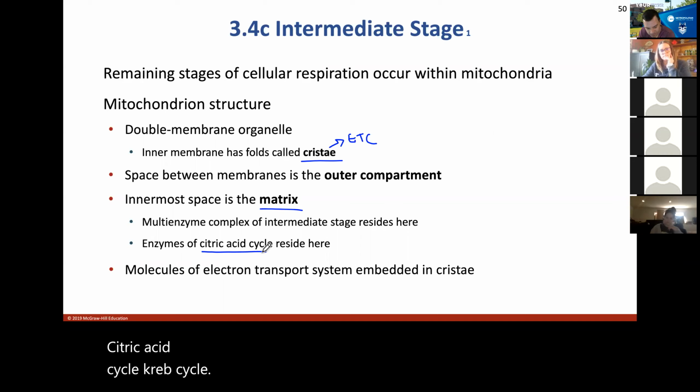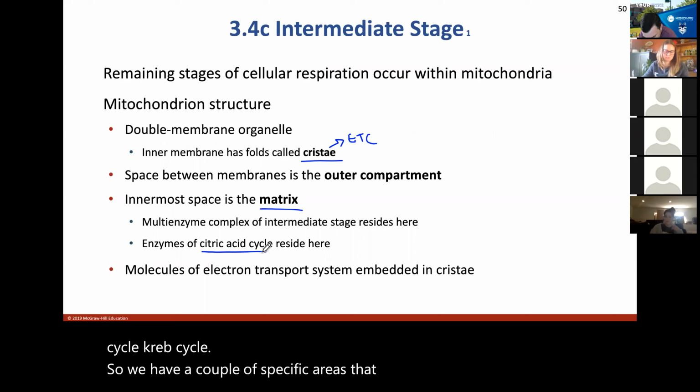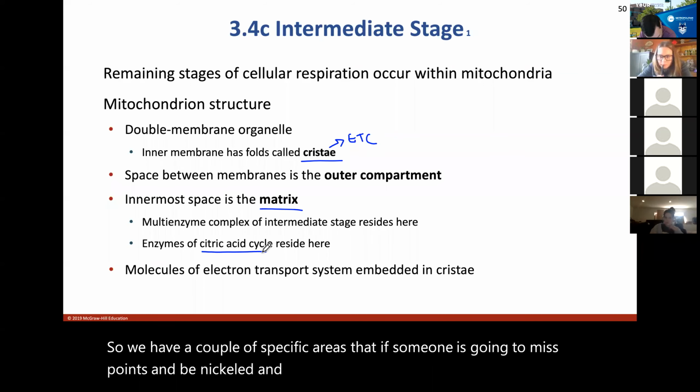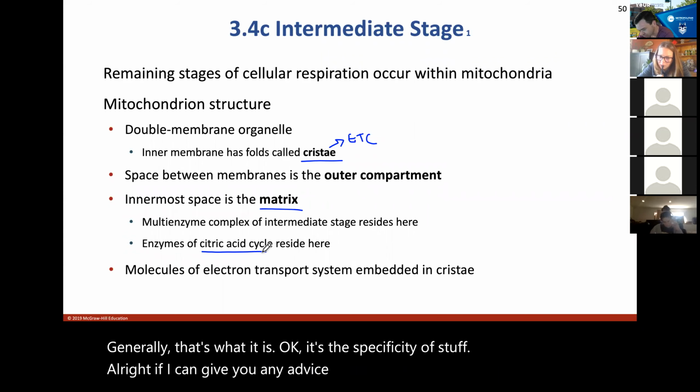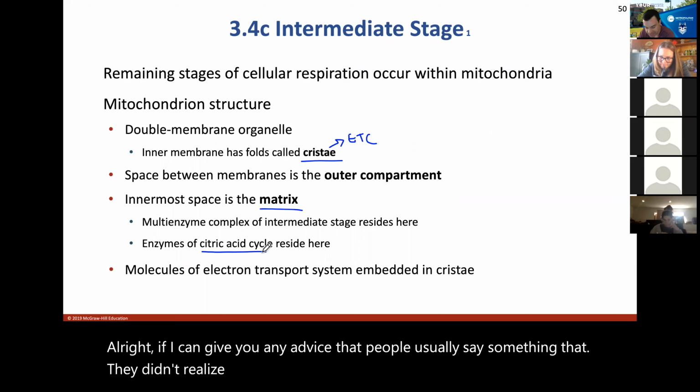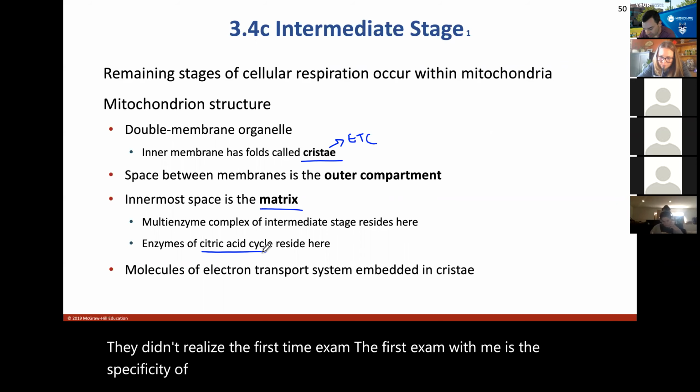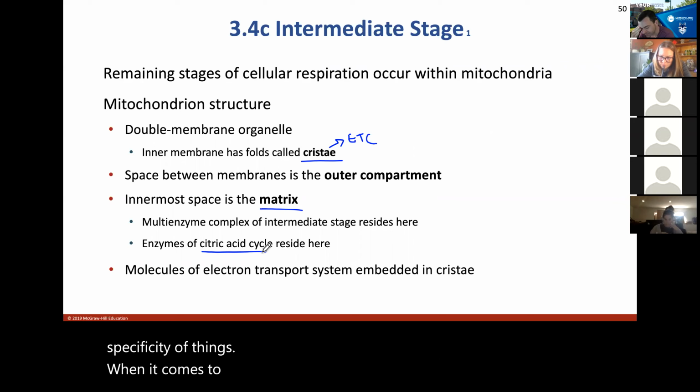So we have a couple of specific areas where someone is going to miss points and be nickel-and-dimed. Generally that's what it is, the specificity of stuff. If I can give you any advice, people usually say something they didn't realize on the first exam with me: it's the specificity of things. When it comes to cellular respiration, it's the cytosol or cytoplasm, and the mitochondria where these things are happening.